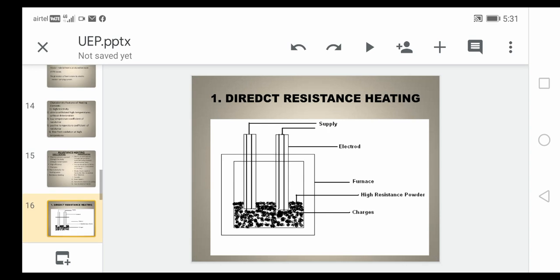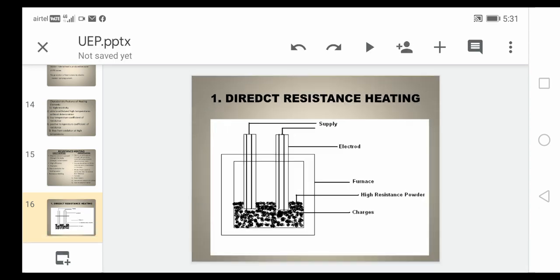These are the examples. This diagram shows direct resistance heating. Here I am giving a supply directly to the charge. I place two electrodes inside a furnace, and from those electrodes I give a supply. The electrodes directly touch the charge. The charge is whatever we are going to heat.